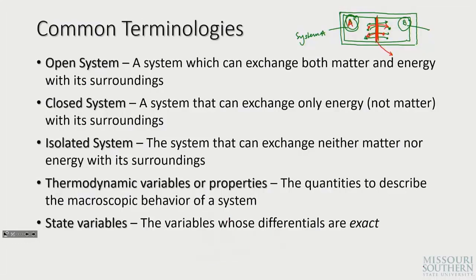So the next common terminology we often use in thermodynamics is state variables. State variables are those variables whose differentials are exact. So what that means is, let's say we have some variable, say z, that is a function of x and y. Then we can write the small change in this z as the linear combination of the change in x and change in y.